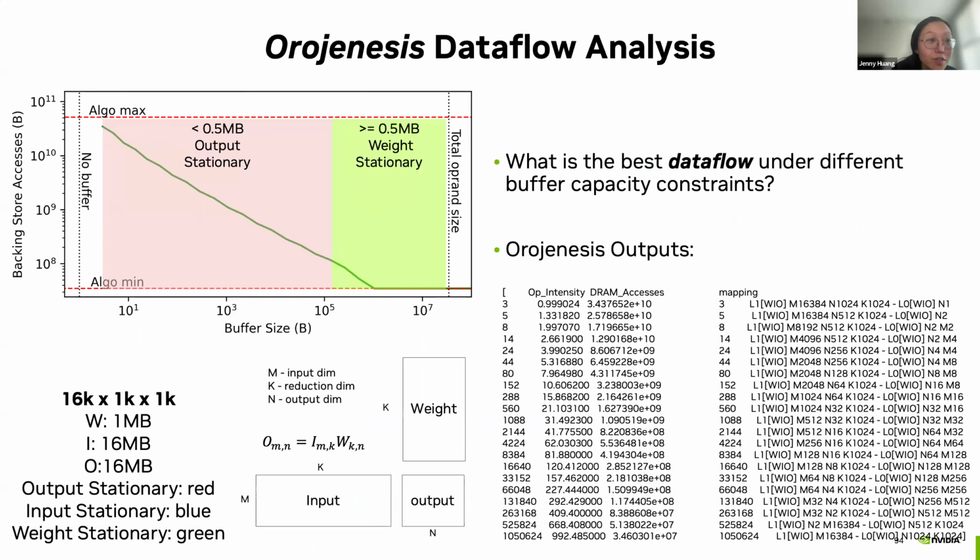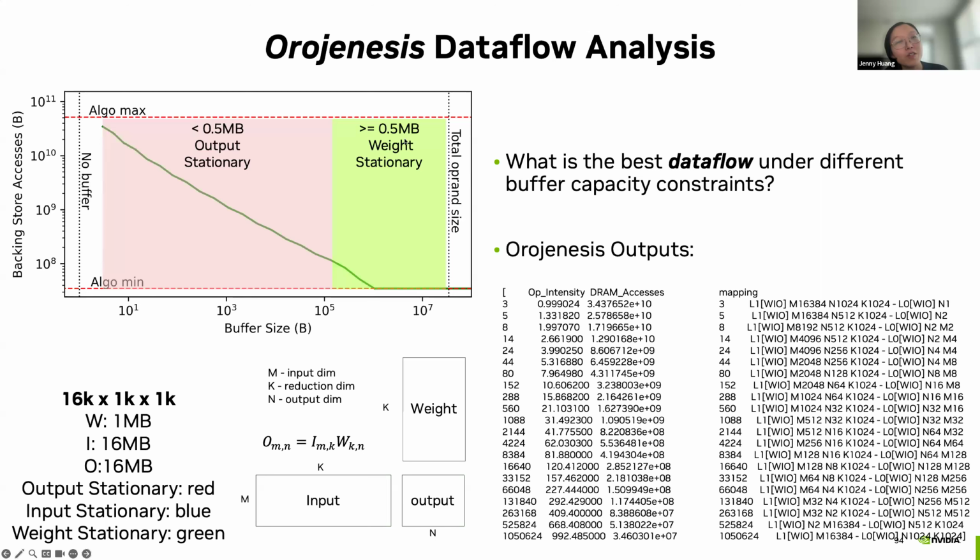As we show on this slide, different background colors represent the best data flow for different mappings under different buffer capacities. In this case, we can see that for the GEMM of interest, when our buffer size is smaller than 0.5 megabytes, what this curve suggests, if you're a scheduling optimizer writing a kernel, is that you should probably consider an output stationary data flow for your current level of buffer.